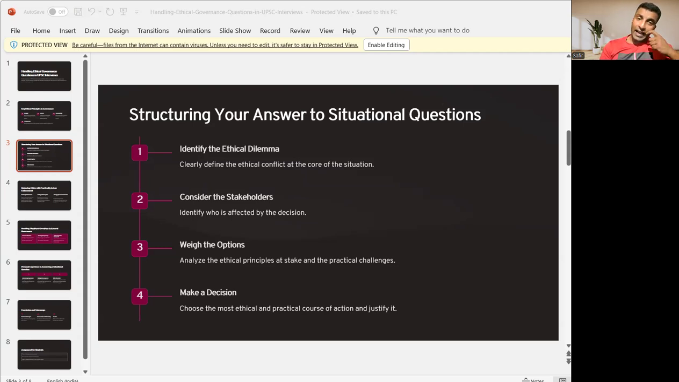So first is identifying the ethical dilemma. So guys, start by identifying the core ethical conflict involved in the given situation. Whatever the given situation, try to identify the conflict. Is it a situation where you must choose between following the law and doing what is morally right? Sometimes when you follow the law, your inner mind says that's not right.